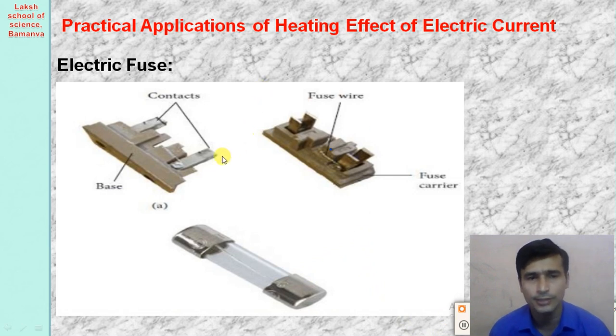The electric fuse is used to control the electric current passing through the home appliance, and it protects the appliance from damage, right? So how is the electric fuse constructed? In this electric fuse, there are two contacts, and between these two contacts we tie a thin copper wire which has a low melting point, right? So when an excess amount of electric current is passing through this conducting wire, it will melt, and it will break the circuit.